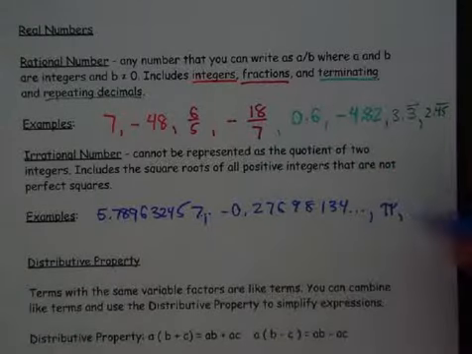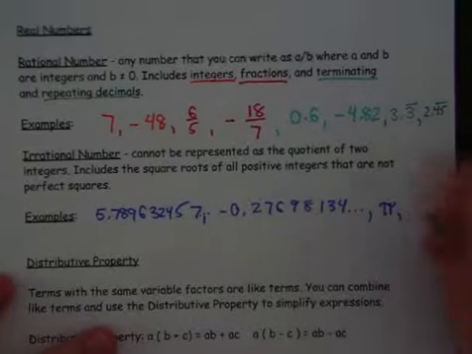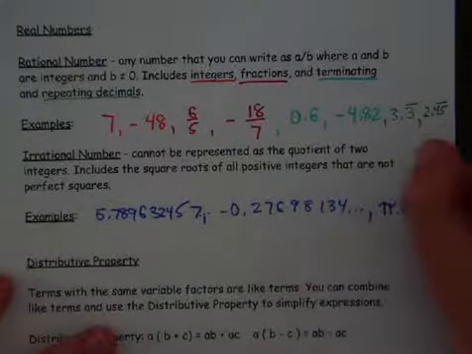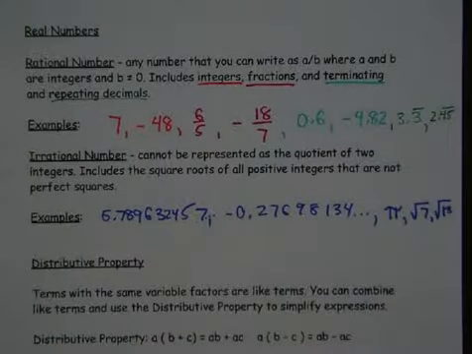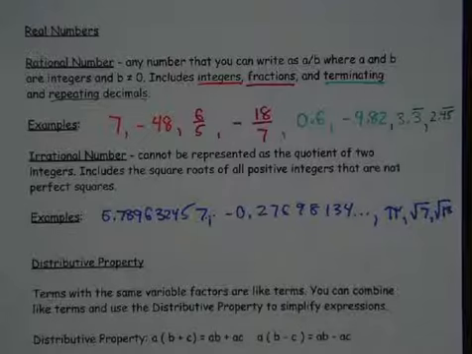So, for example, if you took the square root of 4, you would get 2. And so that would be an integer, that would be a rational number. But if I did something like the square root of 7 or the square root of 13, those are not perfect squares, and their answers would actually be non-repeating, non-terminating decimals.